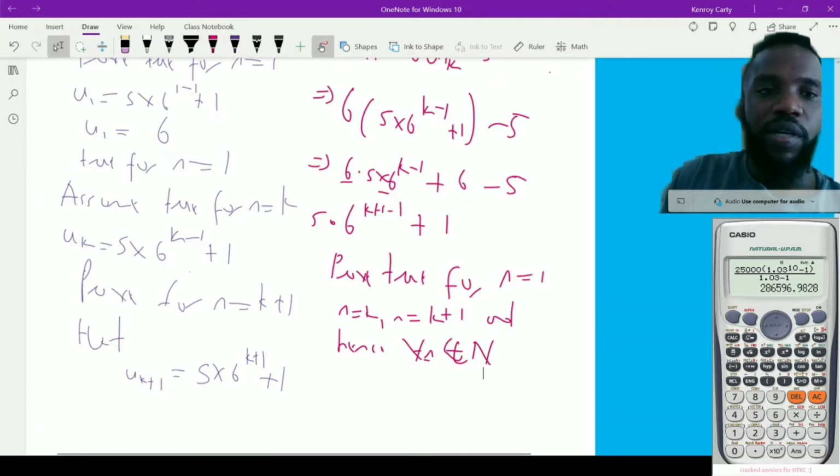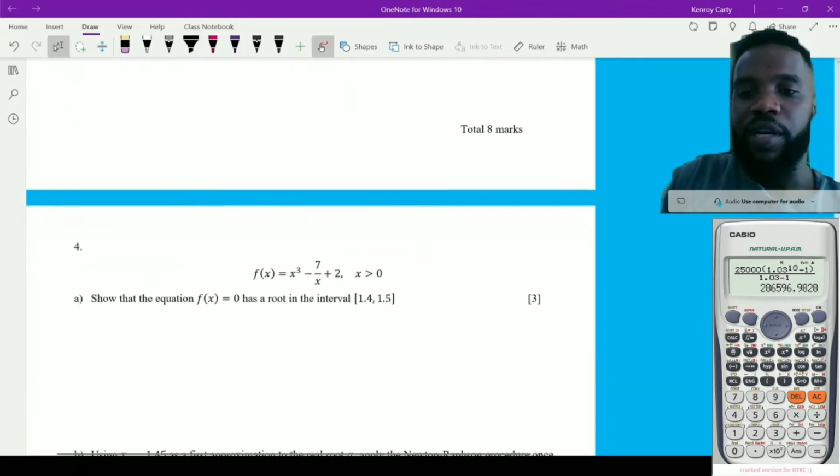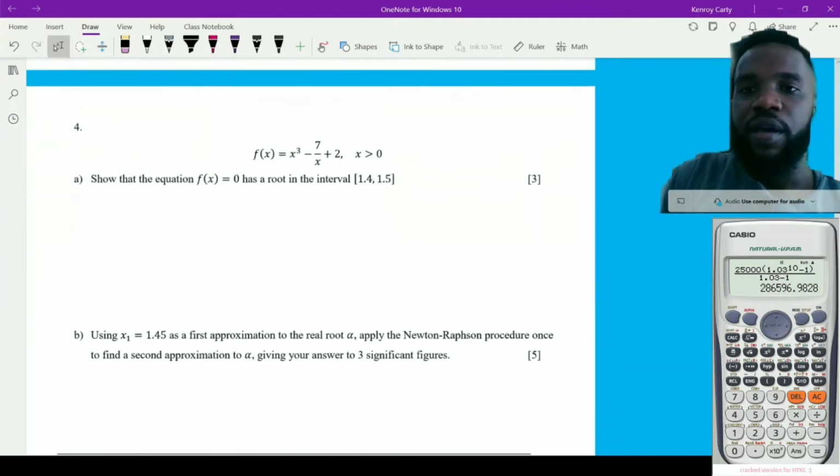Alright, that's an easy amount of marks to get. That's all of 8 marks. Very easy 8 marks to get. Alright, we take it down to question 4.